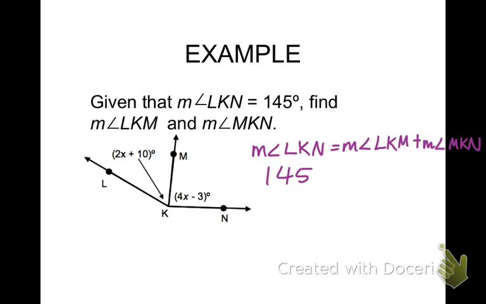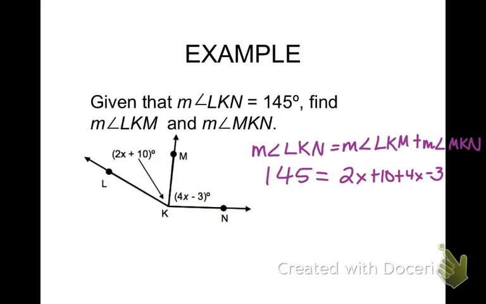145. Good. What is the measure of LKM? Do we know it? What's the expression? LKM is 2x plus 10. Yep, so we're going to substitute that in. And then what is MKN? Yes, so 2x plus 10 plus 4x minus 3 is our equation.